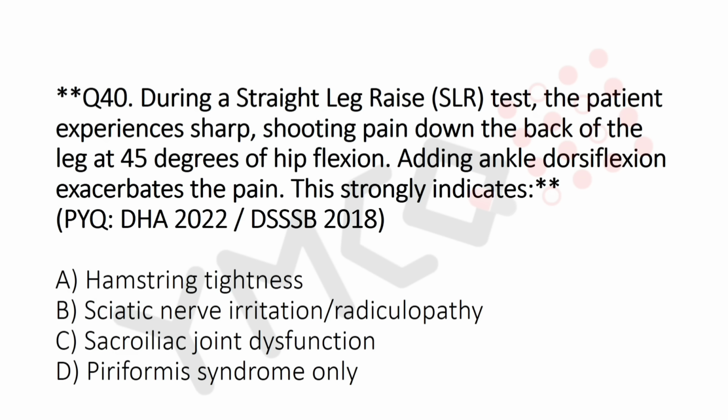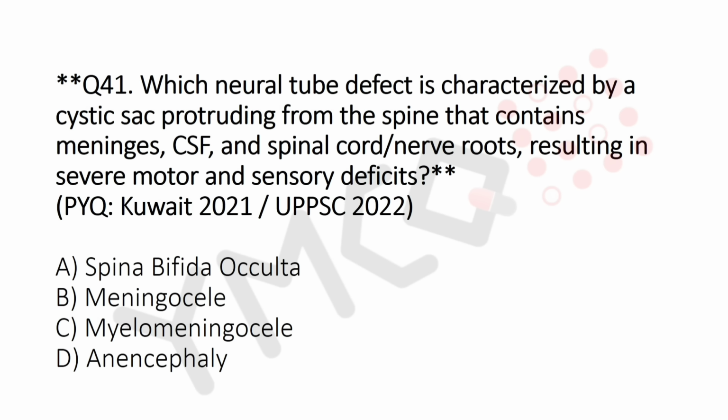And the answer is option B, sciatic nerve irritation or radiculopathy. The sharp shooting nature of the pain at 45 degrees, combined with the fact that dorsiflexion, Bragard's sign, makes it worse, proves this is nerve tension, specifically the sciatic nerve, not just a tight hamstring. Okay.